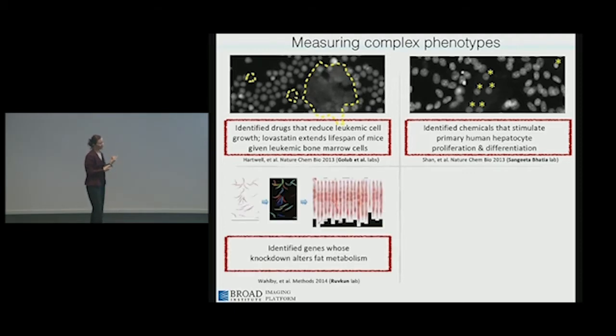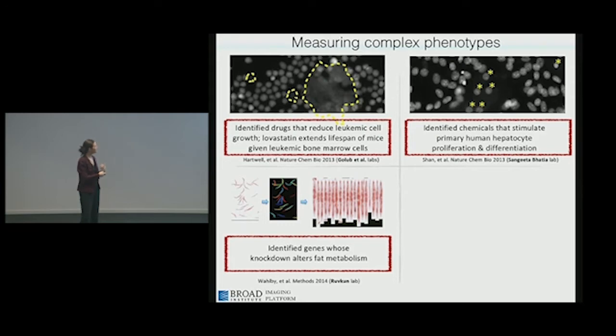Another whole organism project with the Ruvkun lab at MGH involves fat metabolism. It's hard to study metabolism in cell culture because we don't know all the components that are involved. And so here, looking in a whole organism, with obvious therapeutic potential, they were interested in identifying genes whose knockdown would alter fat metabolism. So Carolina Wählby in the group, who many of you may know has her own lab now at Uppsala University, she developed some very nice algorithms to disentangle the worms.